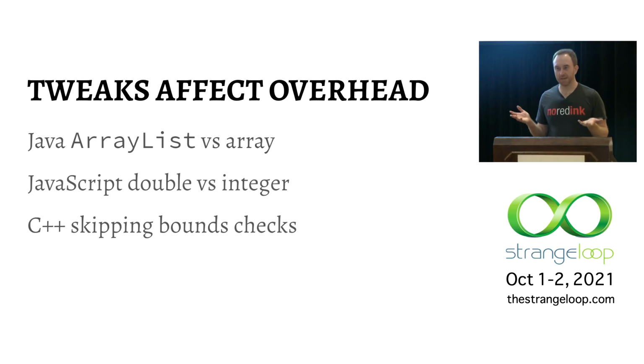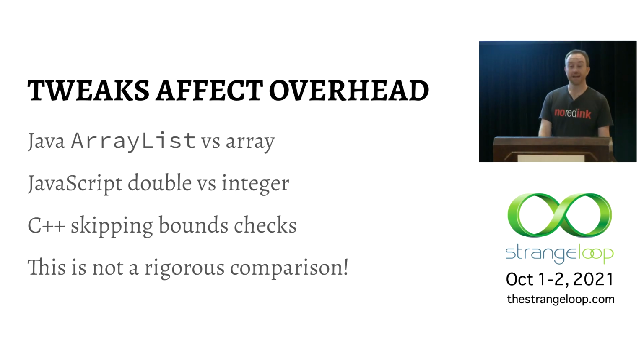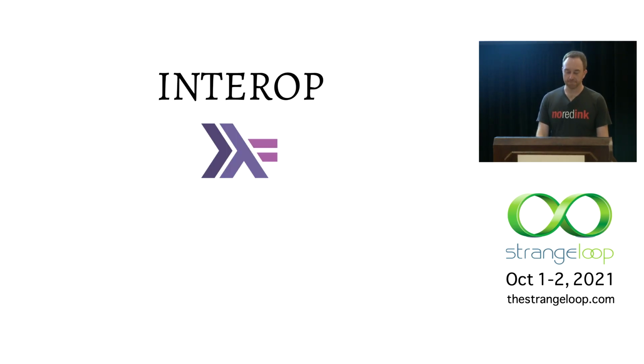And C++ is skipping bounds checks. Maybe that's unfair to the other languages. That's definitely memory unsafe, but that is kind of idiomatic C++. So we figured, well, we're trying to just do a straightforward implementation here, so that seemed fair. Again, can't emphasize this enough. This is not a rigorous comparison. This is really just to talk about performance optimization in pure functional languages.